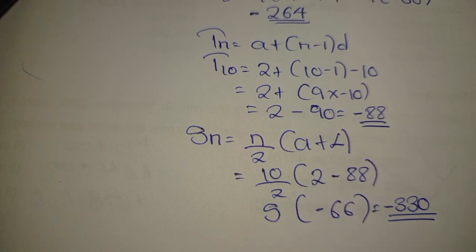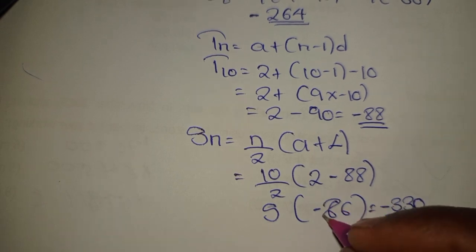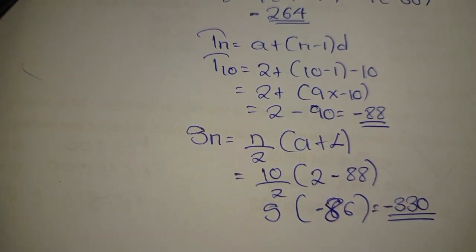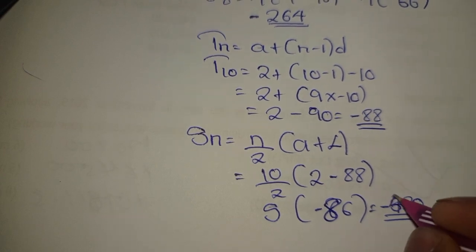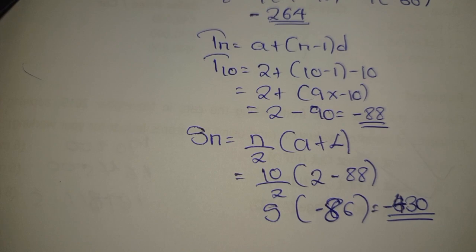I've made a mistake: 2 minus 88 is -86, sorry. So when you multiply -86 times 5, you get -430. So this is how you solve such kind of questions.